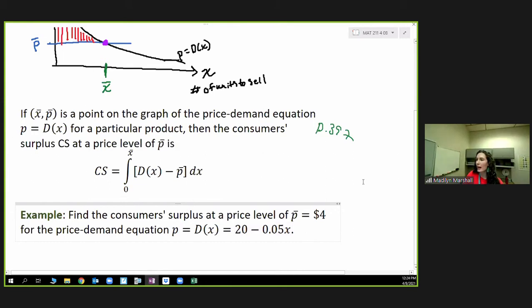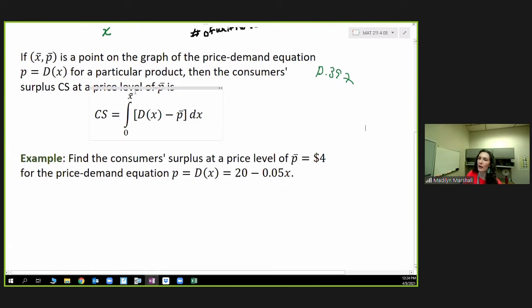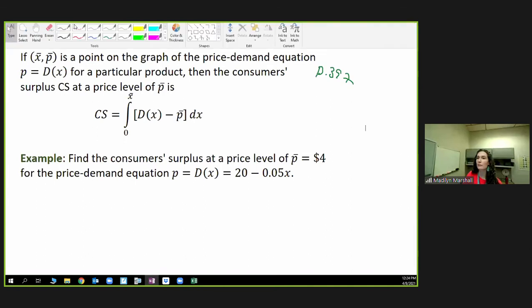So to plug everything into our formula for consumer surplus, the only thing we don't know at this point is X bar. We're being told what P bar is, we're being told what D of X is, but we don't know what X bar is.